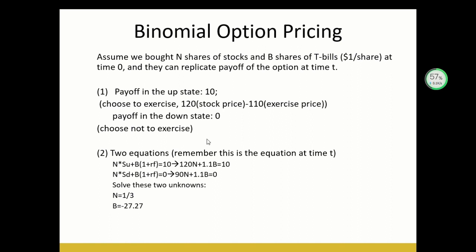And now let's look at the two equations. The first equation is in the up state. So we have the future value at time T of the twin securities, N times S in the up state, plus B times 1 plus RF is equal to 10. So if we plug in numbers, it will be 100, the stock price in the up state, times the N shares of stock, plus, with the risk-free rate of 0.1, we have 1.1B, and the value is $10. And in the down state, it will be $90 times N plus 1.1B is equal to $0. So this is actually the key of the binomial option pricing model.